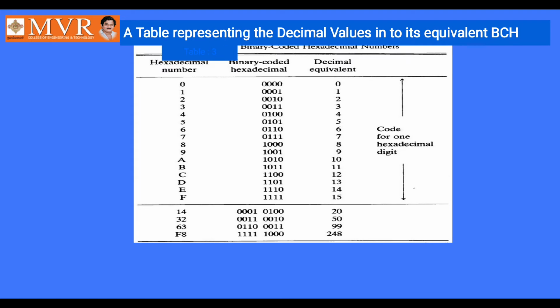In the same way, we can observe binary coded hexadecimal numbers. As you know already, in hexadecimal, 0 to 9 and A to F give a total of 16 combinations, which start from 0000 to 1111. Their equivalent decimal values are also given from 0 to 15 continuously. In the bottom of this table, a few examples like 14, 32, 63, F8 are some of the hexadecimal numbers. Their equivalent binary coded hexadecimal and decimal equivalents are given here.